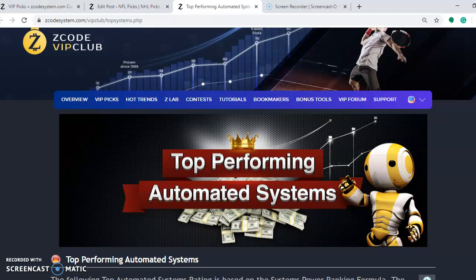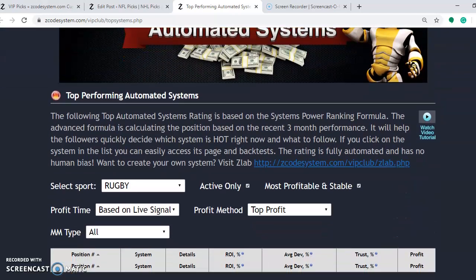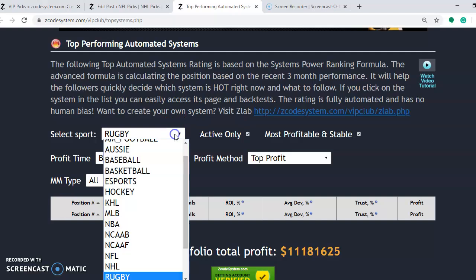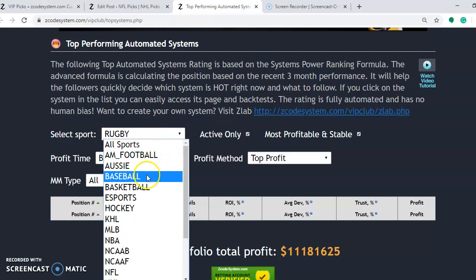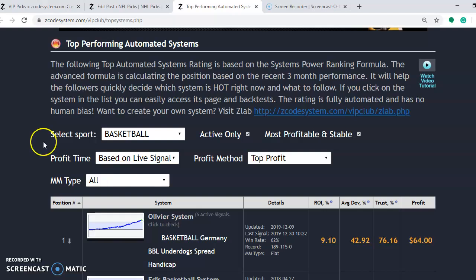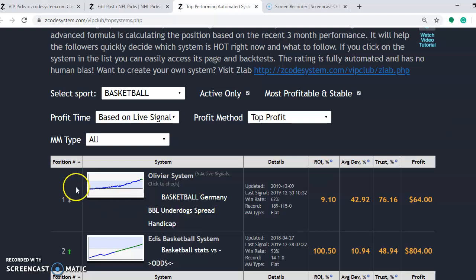You scroll down through here, and you'll see different ways that you can sort your sport: rugby in this case, or baseball. For this video you'd want to do basketball, profit time, profit method. If you go down through here, you see the position number, the system name, a bunch of different details, updated win rate, and other numbers depending on what you're interested in looking at: average square deviation, trust factor percentage, ROI percentage, and most important for most of us is profit. So take a look at this and pick the one that is best for you.